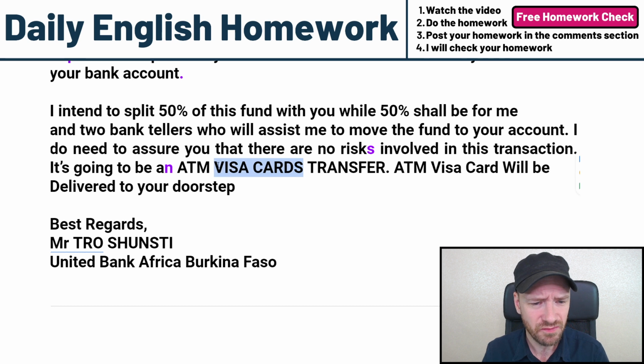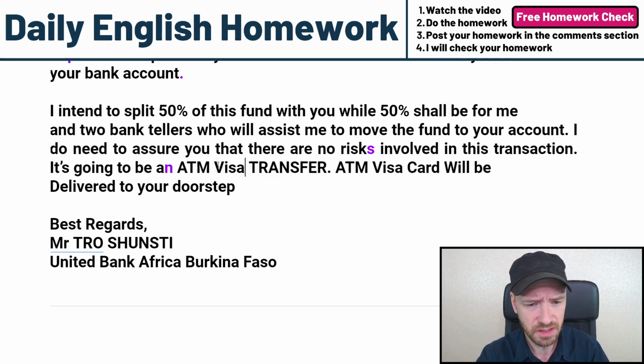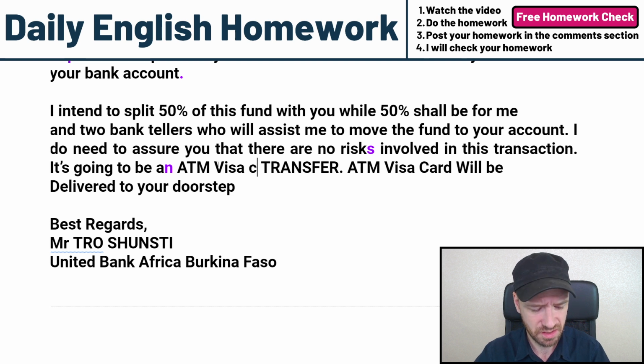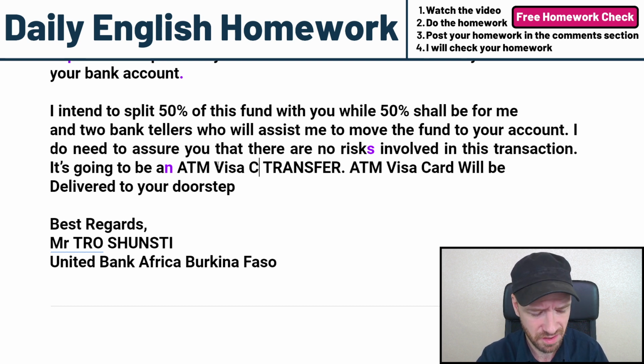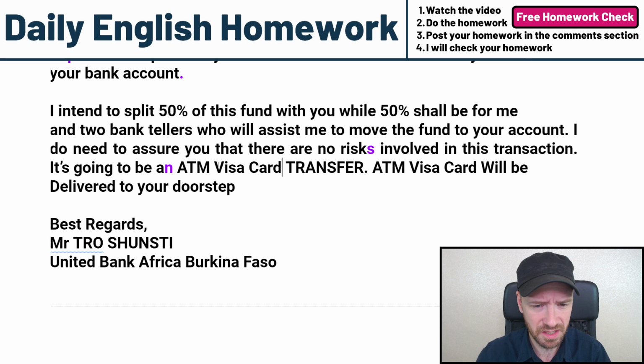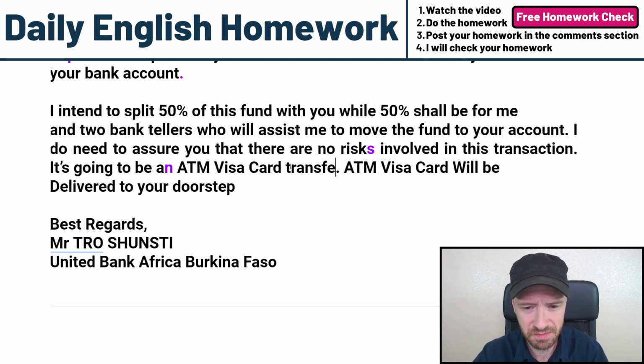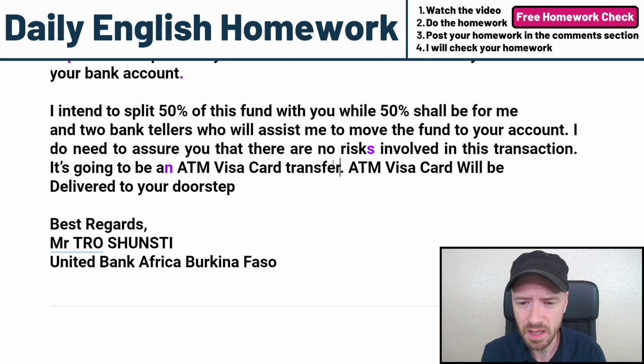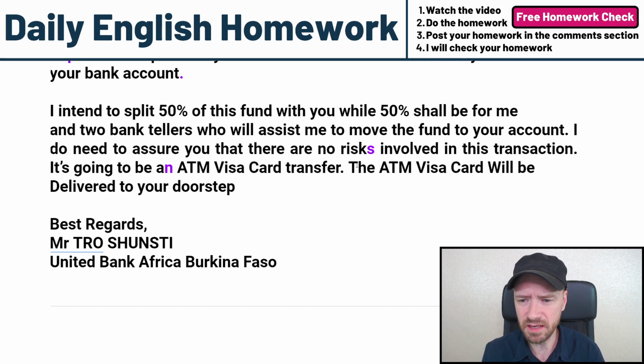Visa card. So Visa is a company. That should be Visa cards. Visa card, I think, is the name of the company. So let's put a capital on Visa card because it's the name of a company. Transfer, all capitals? No, that's all small. And the ATM Visa card. Oh, he has capitals here. Good for him. Why is there a capital?